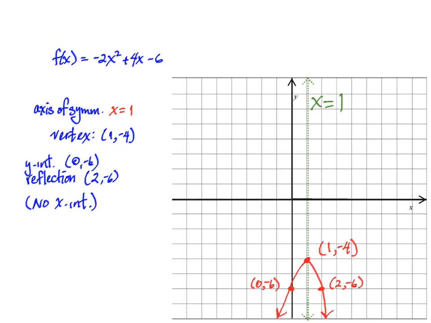So it's opening downward. We can see there are no x-intercepts. And we've only used 3 points. Notice we did not make a table of values. We didn't just start plugging in random numbers for x and getting y-coordinates. When you do it that way, you could be picking the wrong points. So you just need 3 points to sketch a parabola.